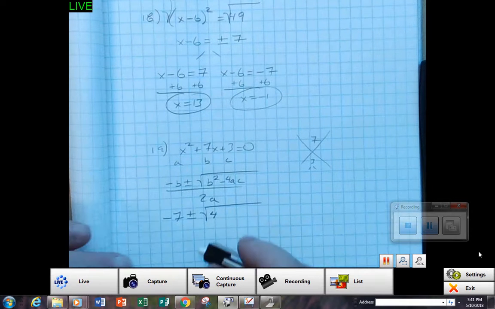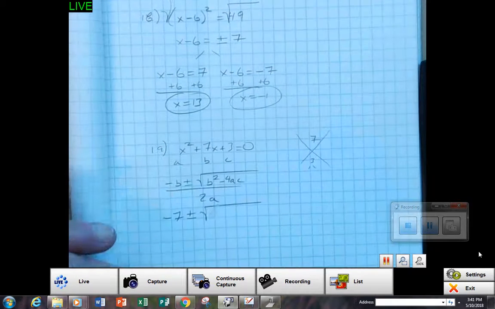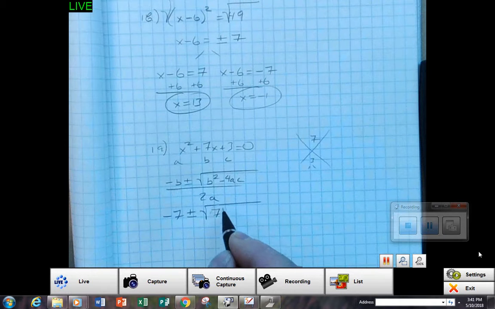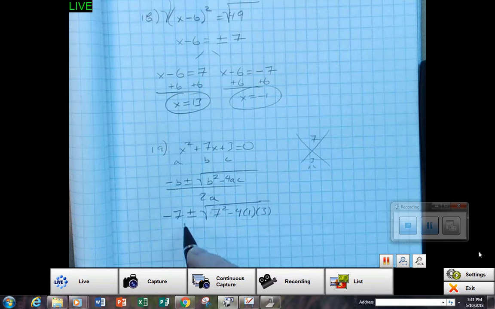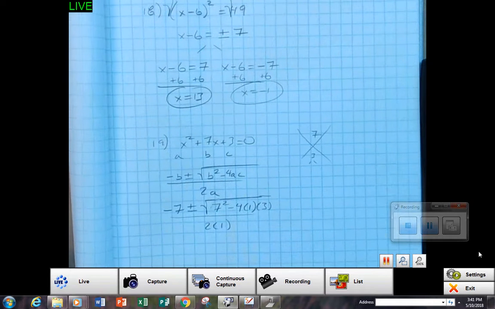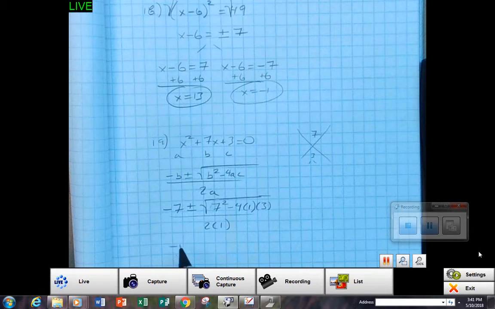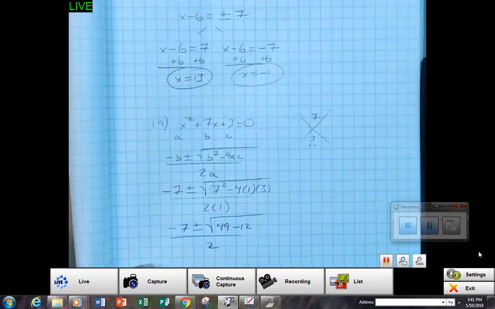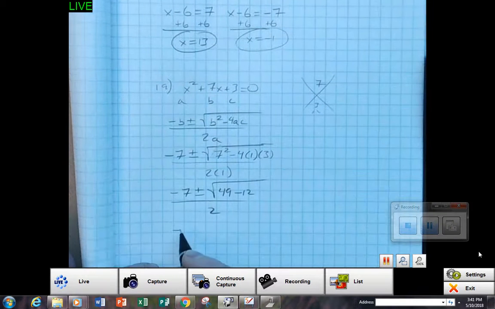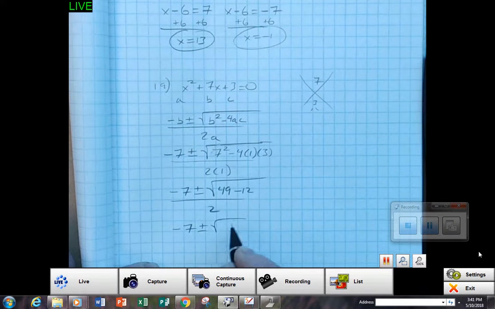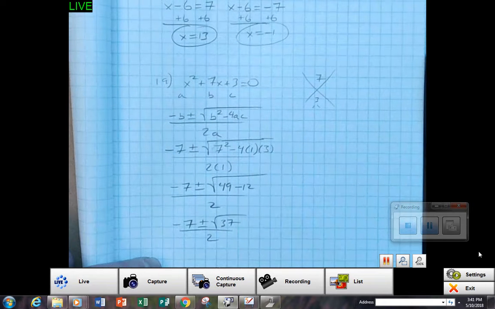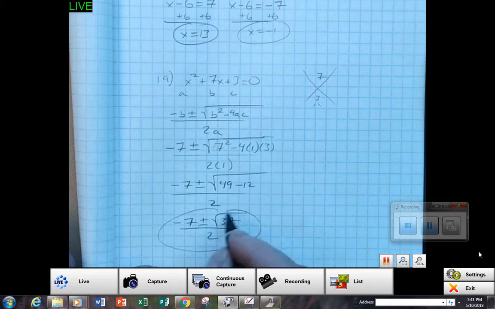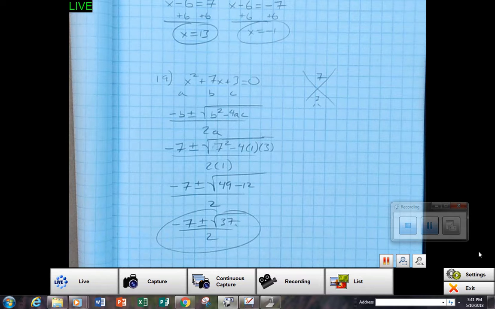I'm sorry, jumping ahead there. So the square root of 7² − 4 times 1 times 3, all over 2 times 1, gives me negative 7 plus or minus the square root of 49 − 12, over 2, which gives me negative 7 plus or minus the square root of 37, over 2. So I leave that alone because there's nothing I could do to break up that 37 right there.